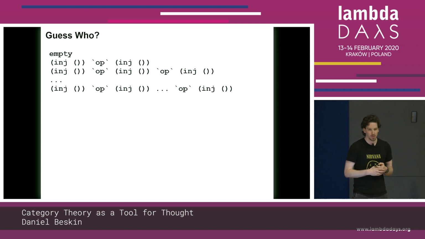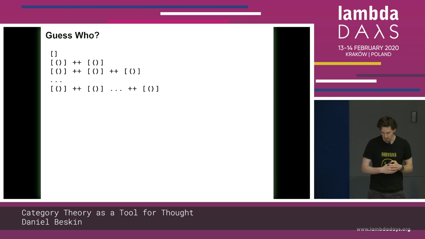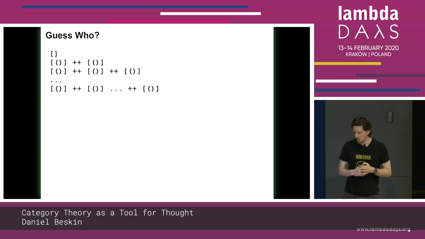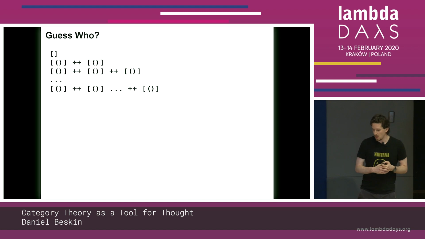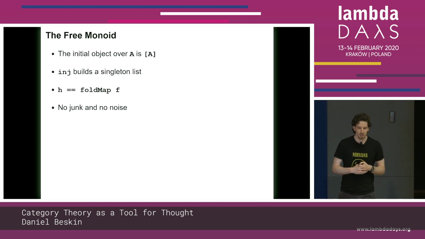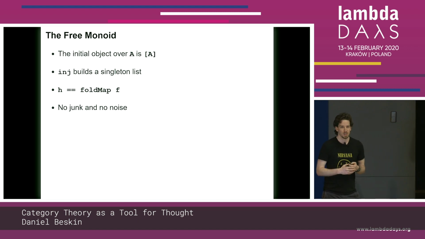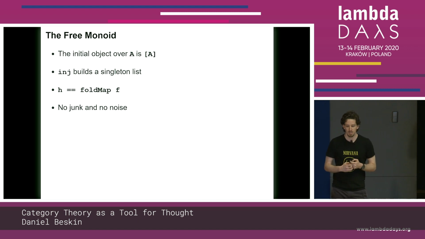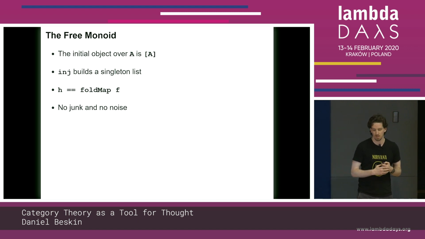So the structure of what we're doing here is obscured by bad naming, but if I do a quick rename, we see that what we have here is the structure of arbitrary length lists of unit. So the monoid action becomes list concatenation, and the inj function, the inject function, just wraps unit into a singleton list. In general, the initial object over A is just a list of A's. Inject builds a singleton list. The unique homomorphism is supplied by the foldMap function from the Haskell standard library.